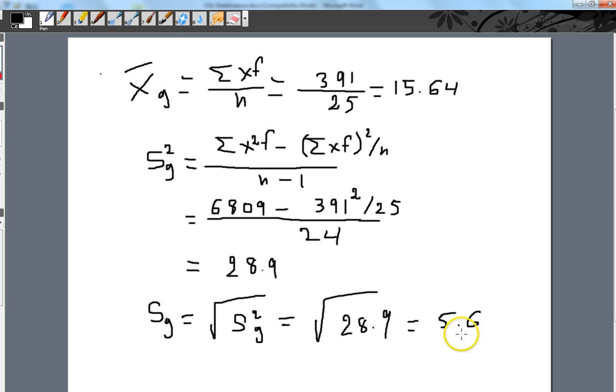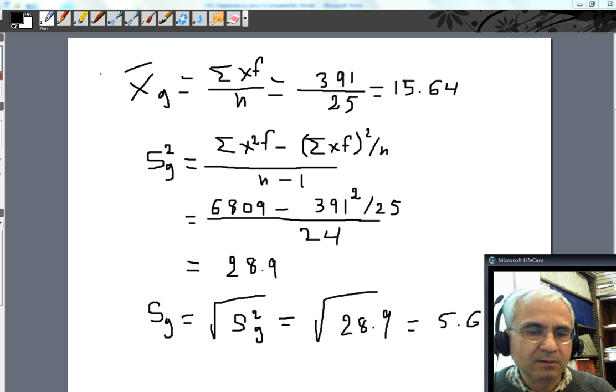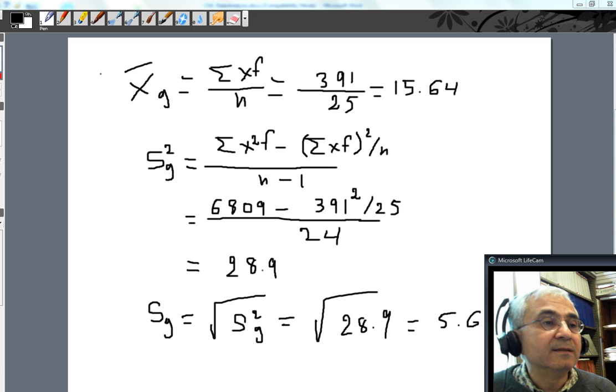Okay, so that's how we calculate the sample mean and sample variance for grouped data. And I think that's it for this talk, and thank you.